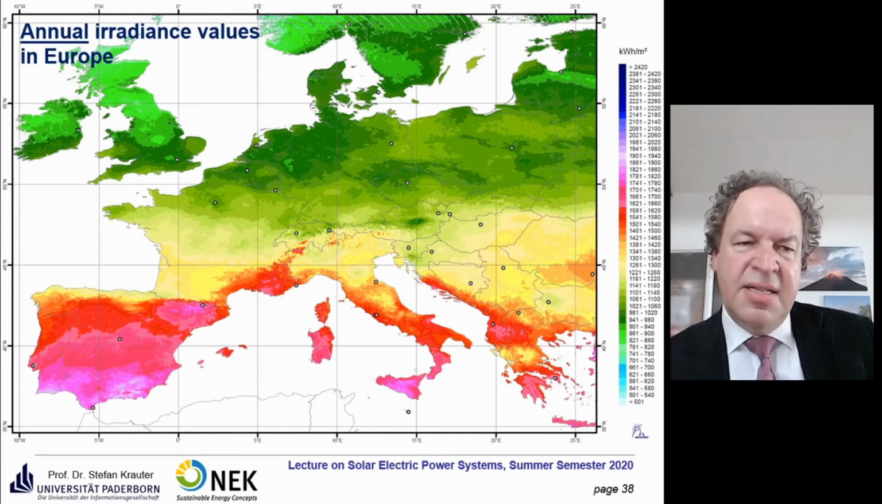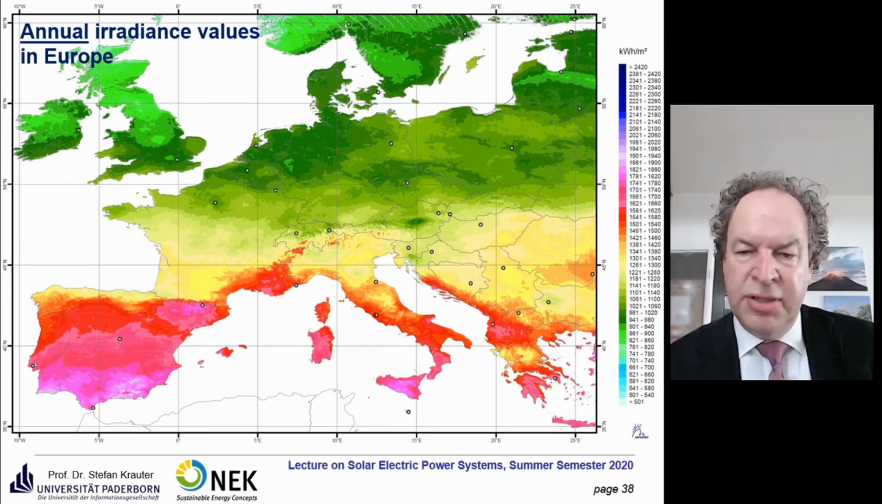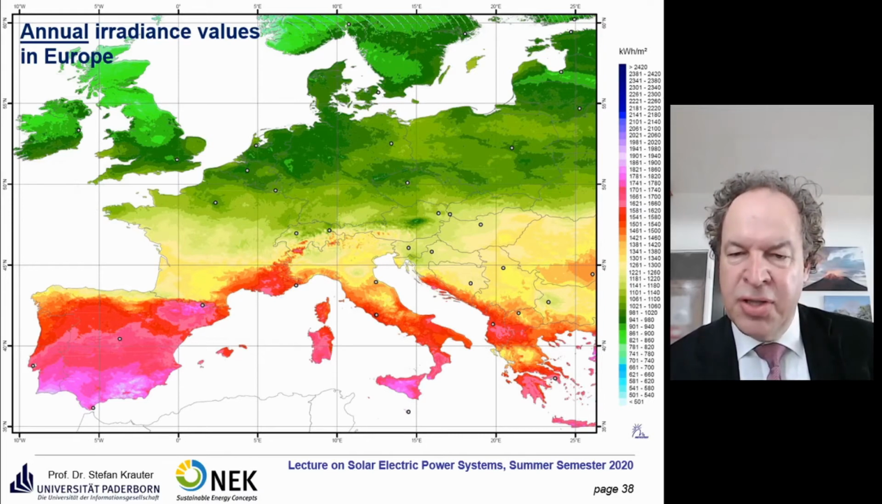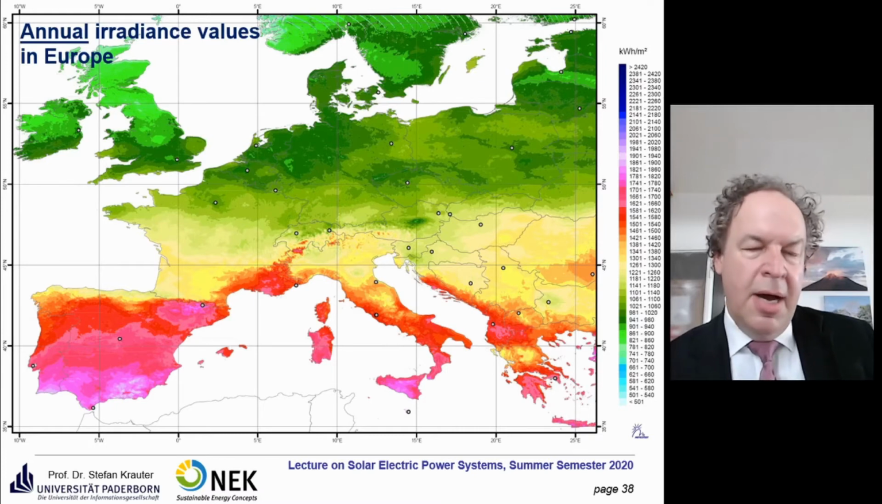So that is the annual irradiance values in Europe. You see here the dark green part, that is Paderborn, which means you have about 941 to 980 kilowatt hours per square meter per year. So that's not very good. Berlin is a bit better. As you saw on the graph before, it's about 1061 to 1100 kilowatt hours per square meter per year.